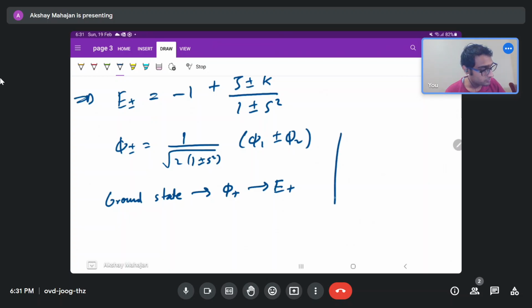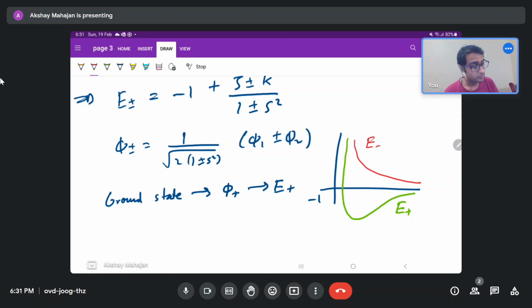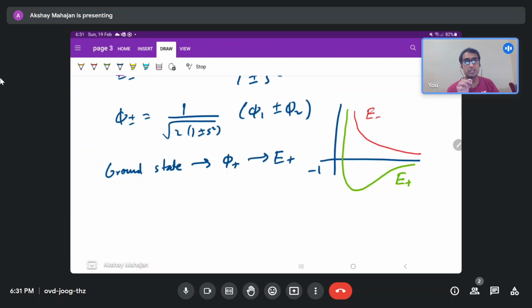And the energy is minus 1 plus. So your ground state is coming from E plus, and that is your ground state. But we need our wave function, our electronic wave function, to satisfy the antisymmetric principle. And if you apply P cap on phi plus, then that doesn't give you a minus sign.